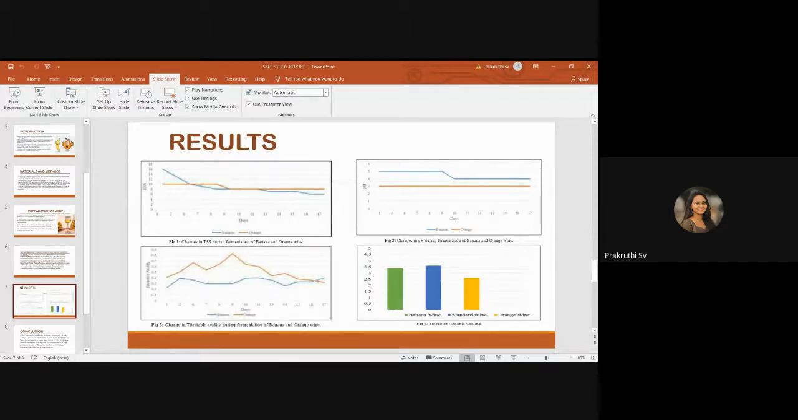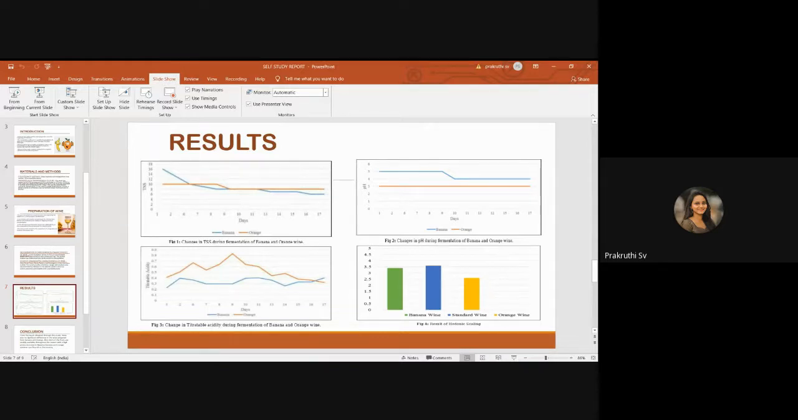Results. The change in the value of total soluble solid during the fermentation of banana and orange wine is shown in figure 1. The initial TSS of banana was 16, which dropped down to 10 within a week. It further kept on decreasing until it was 6 at the end of fermentation. In the case of the orange, the initial TSS was 10, which dropped down to 8 on the ninth day and remained constant till the end of fermentation.